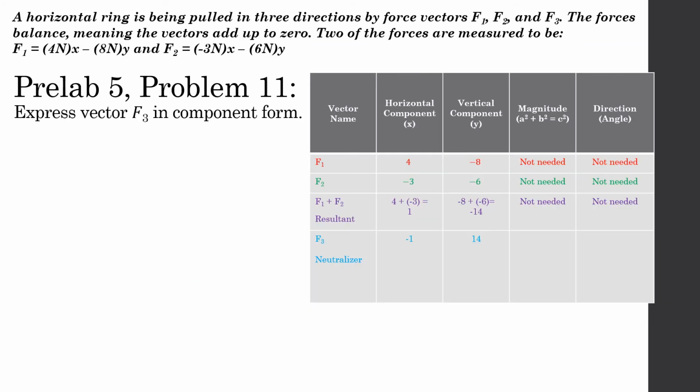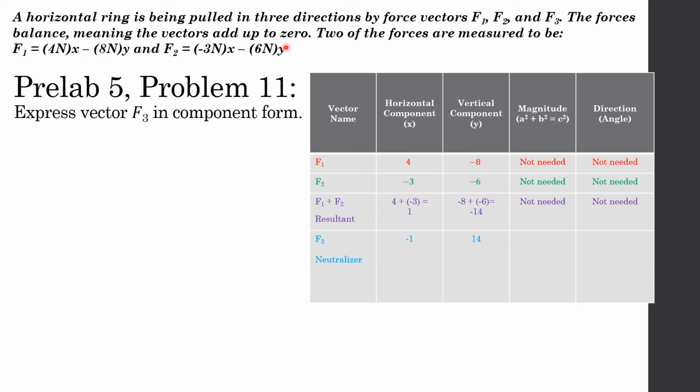All right, so we're coming down the home stretch here. Problem number 11 has a new prompt, so I'm going to take a minute and read that now. A horizontal ring is being pulled in 3 directions by force vectors F1, F2, and F3. The forces balance, meaning the vectors add up to 0.